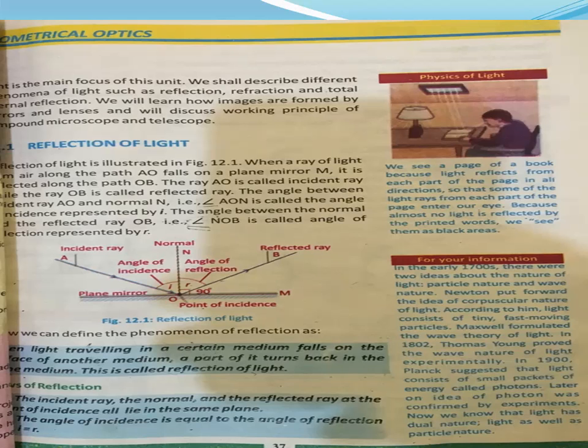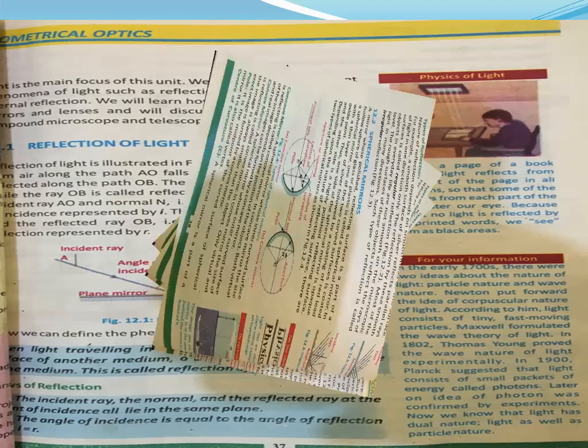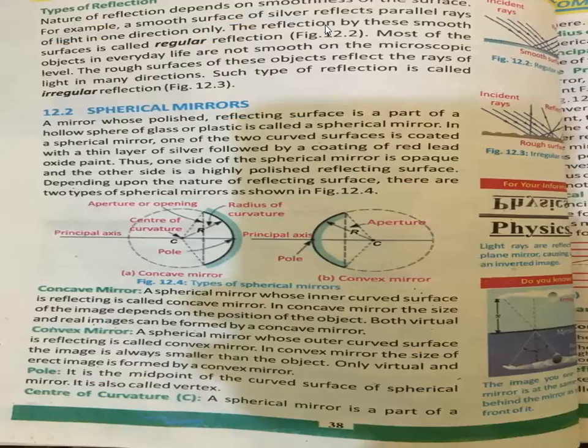So I'm now moving towards another thing. I will study the types of reflection now. So what are the types of reflection? We will study two types of reflection. One is called regular reflection, and the other is called irregular reflection.